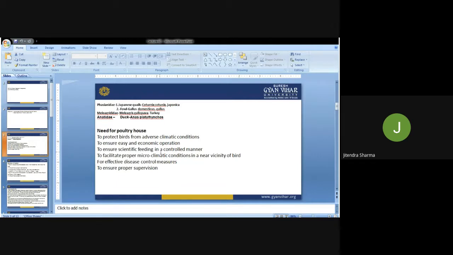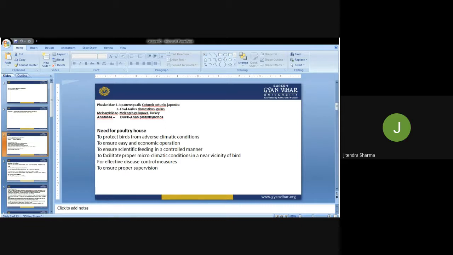And we can impose the microclimatic conditions that are required for the proper growth and development of the chicks. For effective disease control measures, yes, if we do not house the birds in proper housing, then how do we control the diseases, how can we vaccinate them? Because we have no control over the birds. That is why for that purpose we require proper housing. Then, to ensure proper supervision. Yes, of course, this is the prime objective, that we can have proper supervision of the birds.